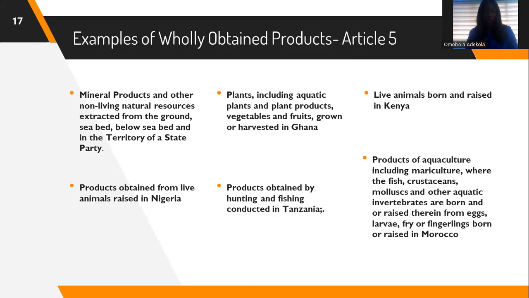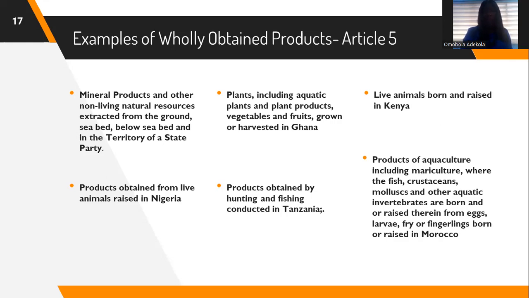So let's look at it. Mineral products and other non-living natural resources extracted from the ground, the seabed, or below the seabed in the territory of Nigeria, of Ghana, of Kenya, of South Africa, of Angola, of Zambia, of all the state parties. Mineral products or other non-living natural resources extracted from the ground are only obtained products and qualify for preferential treatment.